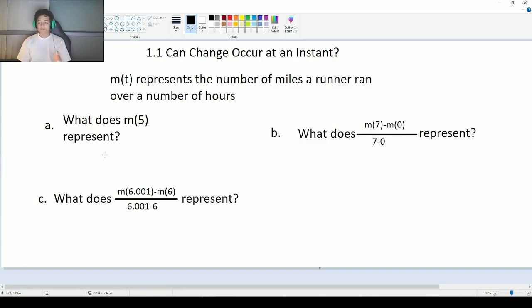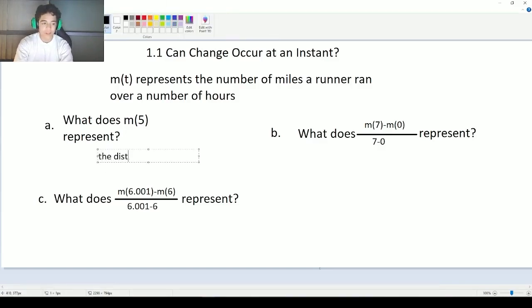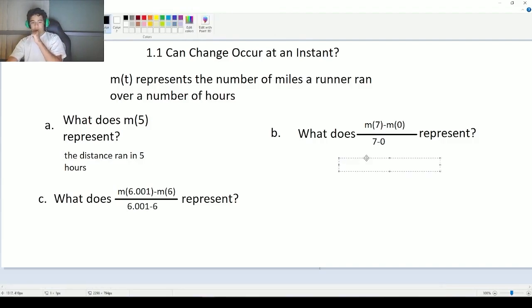So what does m of 5 represent in this situation? Here, 5 would represent 5 hours, and m would represent miles. So how many miles did the runner run in 5 hours? That's all this means. m of 5 represents the distance ran in 5 hours. Okay, so what would m of 7 minus m of 0 over 7 minus 0 represent? This is the average rate of change formula. So it would represent the average speed of the runner from hour 0 to hour 7.